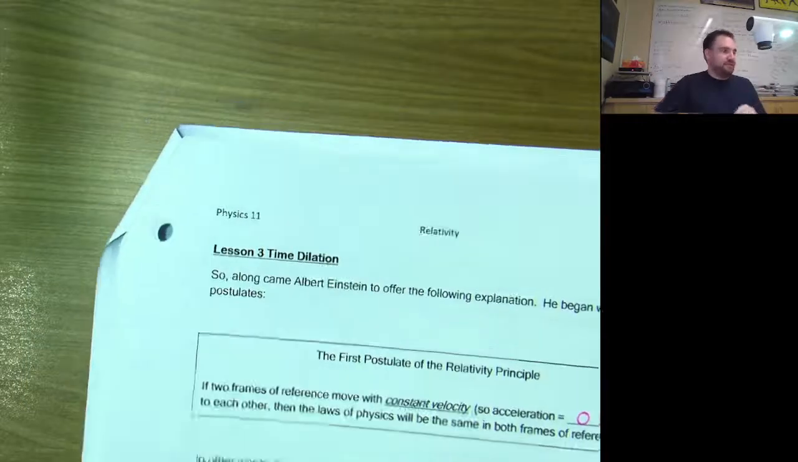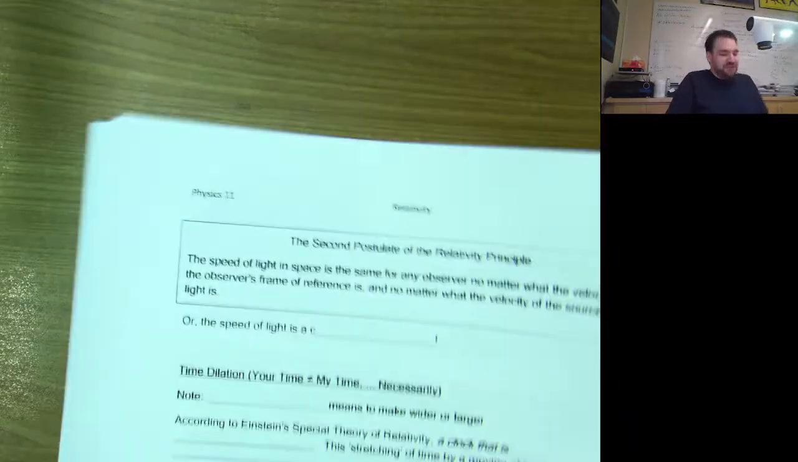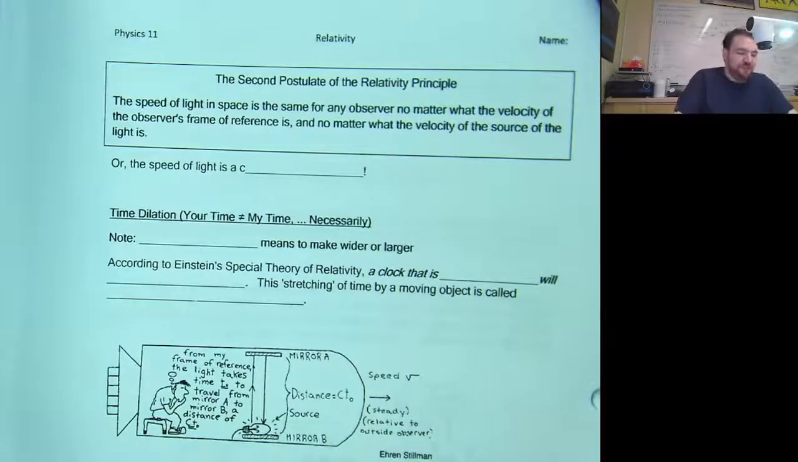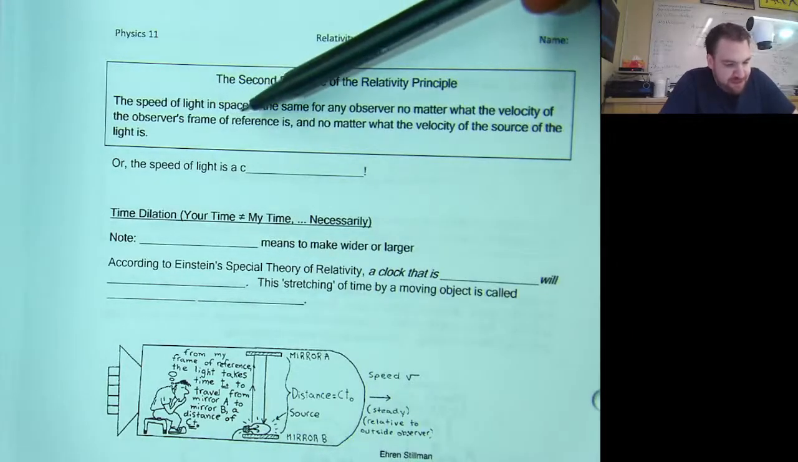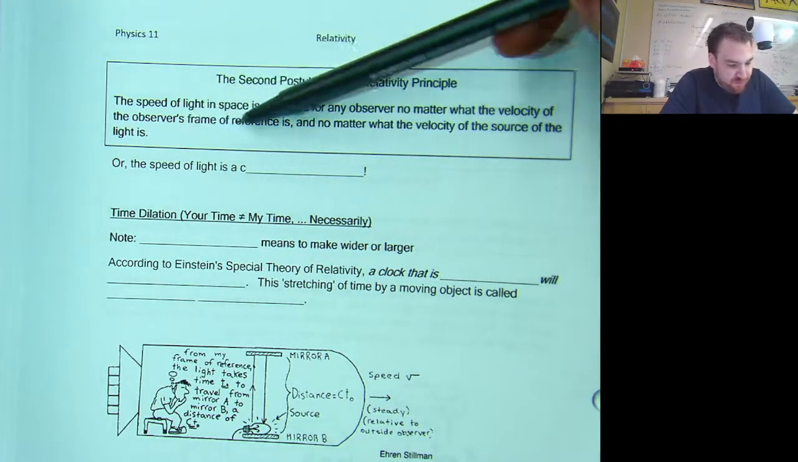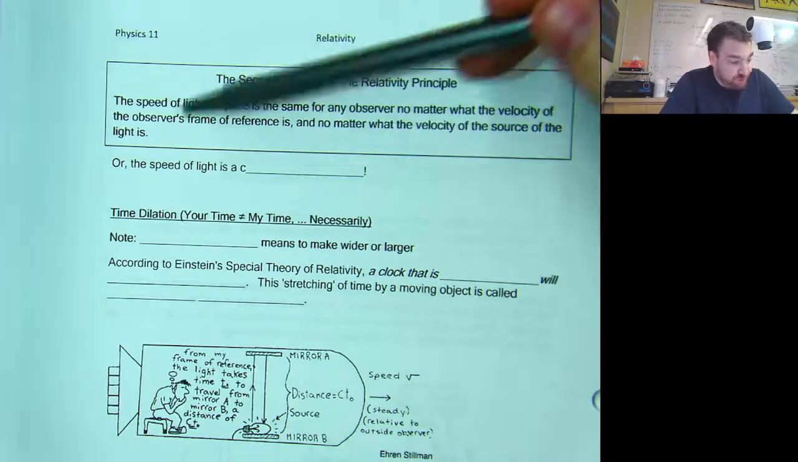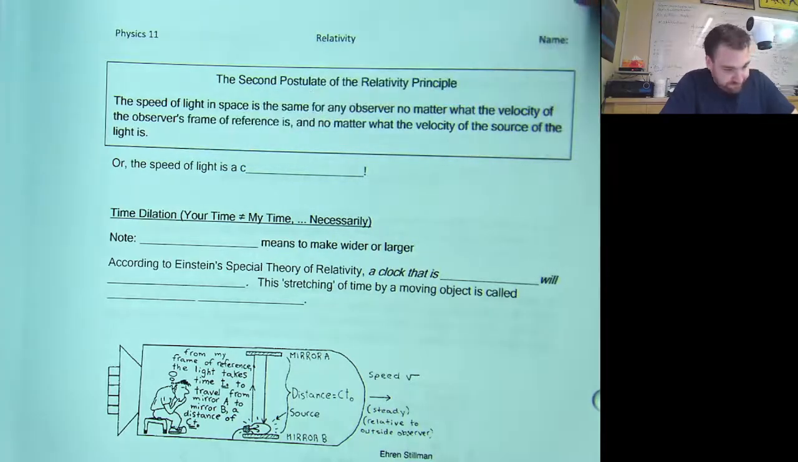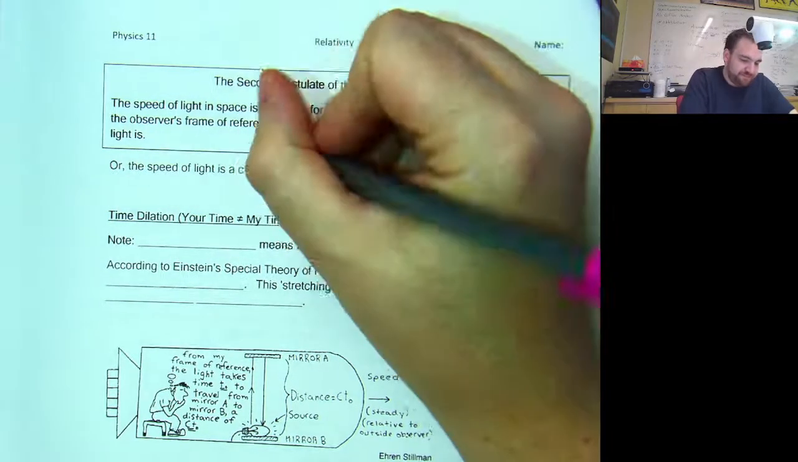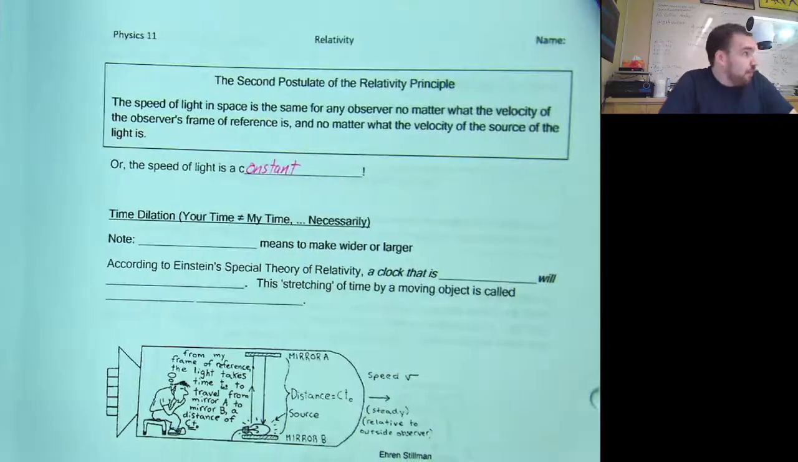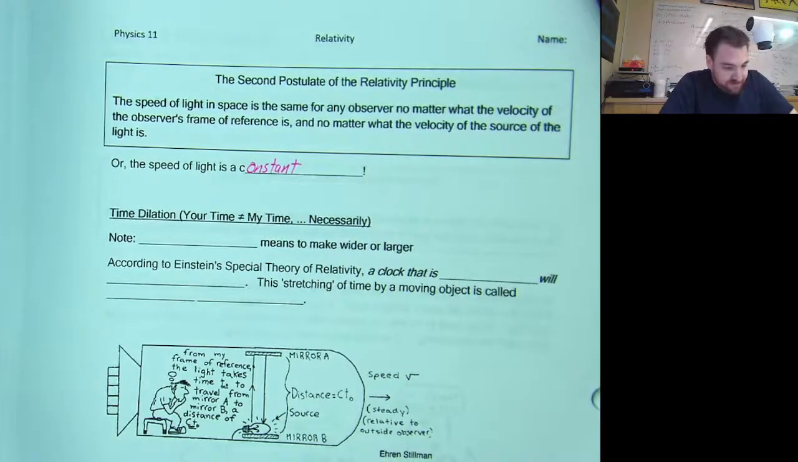There's implications here. That first postulate, what is the implication? There are implications. The second postulate of the relativity principle is this. The speed of light in space is the same for any observer, no matter what the velocity of the observer's frame of reference is, and no matter what the velocity of the source of light is. This is weird. The speed of light must remain constant is the boiled down version of that statement.